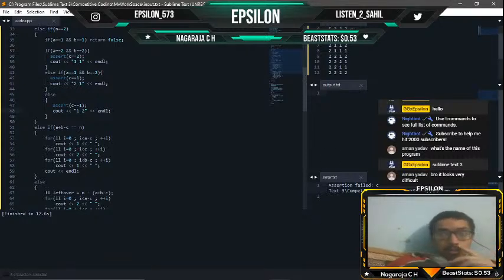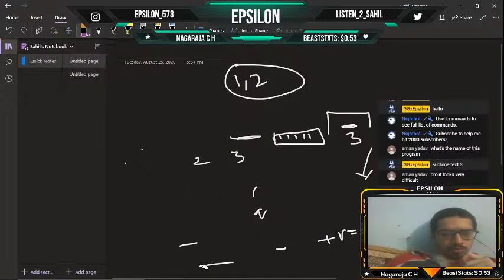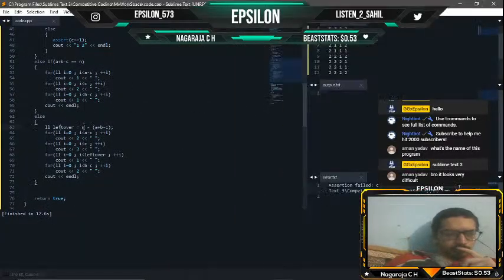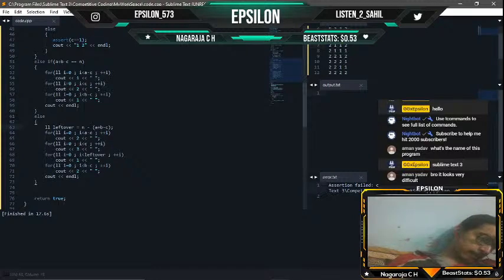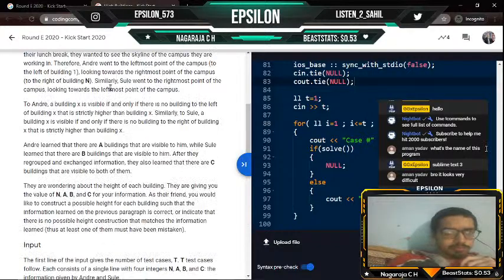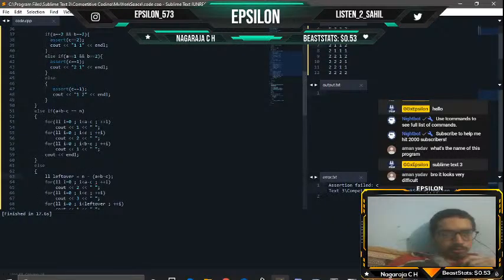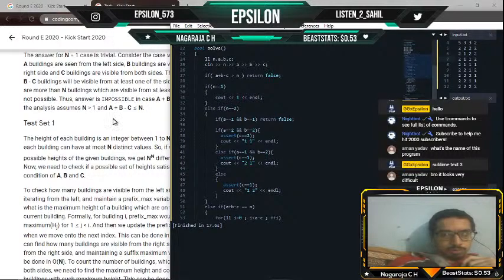Oh. Is this not correct? Minus C plus B C. What am I missing? Let's just see the tutorial. If A plus B minus C is greater than N, the rest of the answers. Yeah, that's what I did, right. If A plus B minus C is greater than N, return false. Yeah.